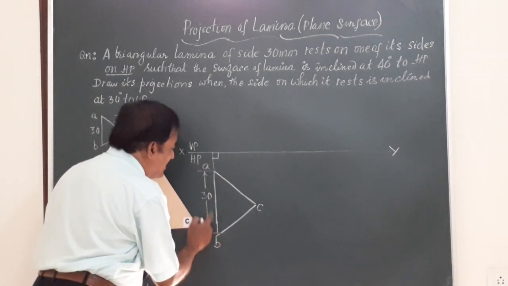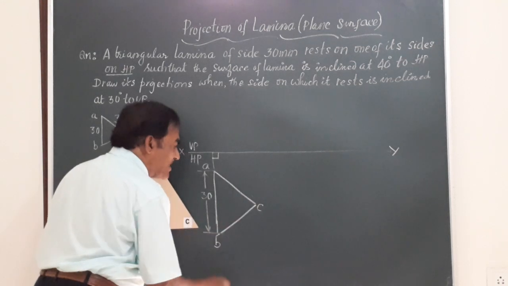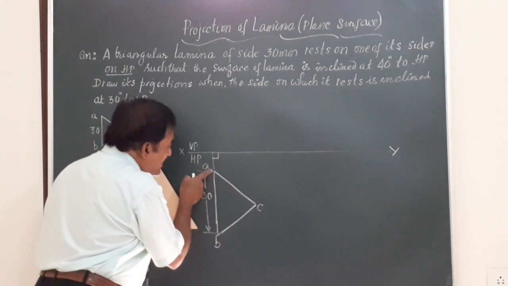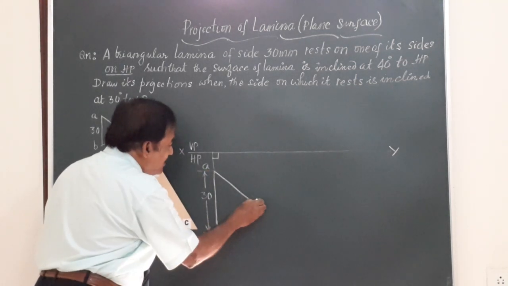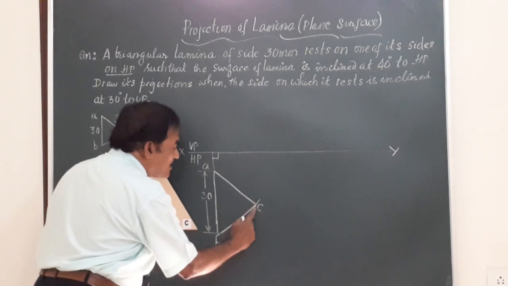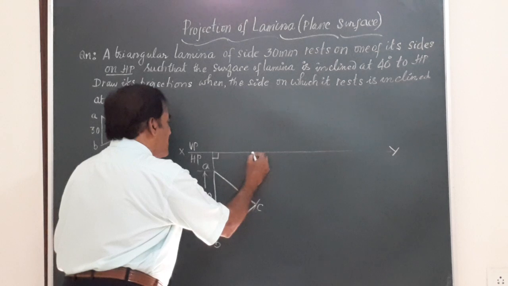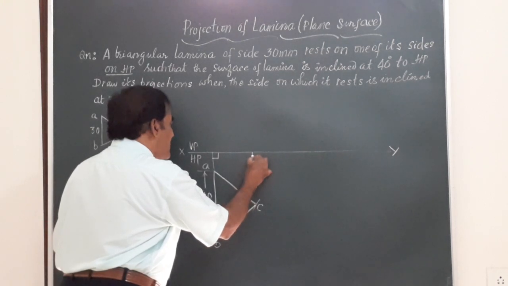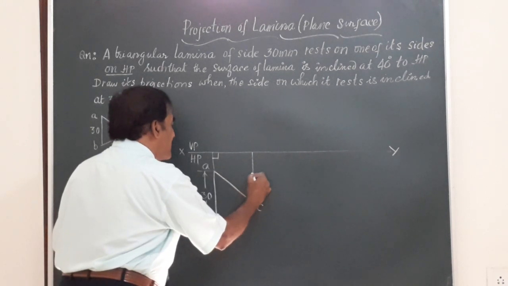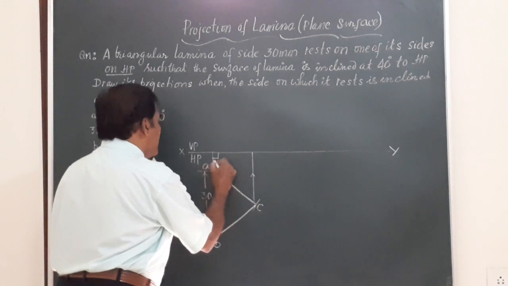Take B as center, 30 millimeter radius, and strike an arc. Similarly, take A as center with the same measurement and draw another arc. These two arcs intersect at this point C. So ABC will represent the top view of the lamina when it is resting on HP, on its surface.